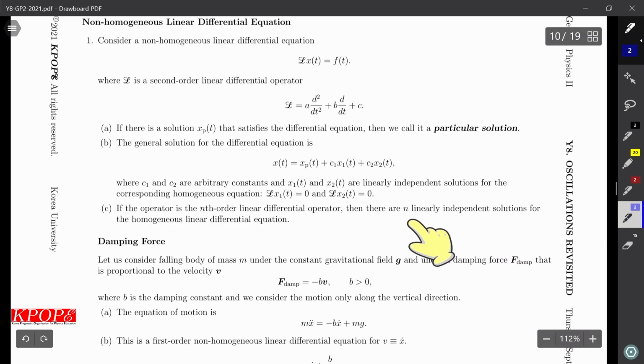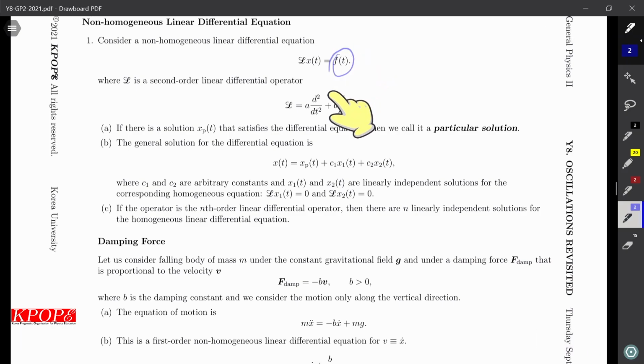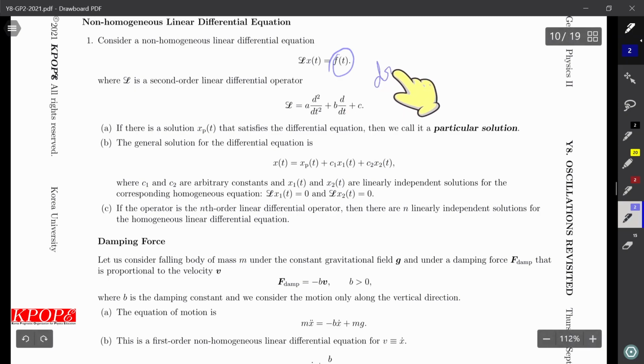Next, we consider the non-homogeneous linear differential equation that has a non-vanishing value on the right-hand side. In physics problems, the non-homogeneous linear differential equation is related to a driven system. There is a driven damped harmonic oscillator.